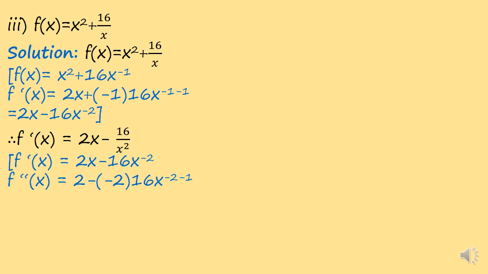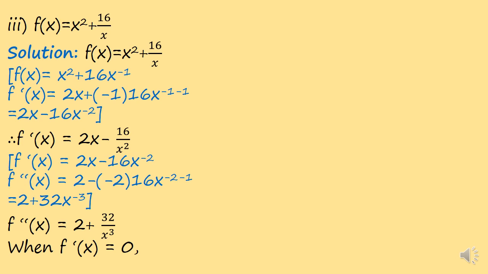Thus, we get f double dash of x as 2x becomes 2, minus 16 x raised to minus 2 becomes minus 2 into 16 x raised to minus 2 minus 1. Using the same formula, x raised to n is equal to n into x raised to n minus 1. So we get the sum like this, that is 2 plus 32 x raised to minus 3. That x raised to minus 3 now can be taken in the denominator and made positive. So we get our f double dash of x, that is the second derivative, as 2 plus 32 upon x cube. Now that we obtain this, the next few steps are same.